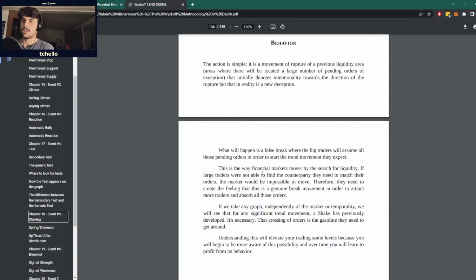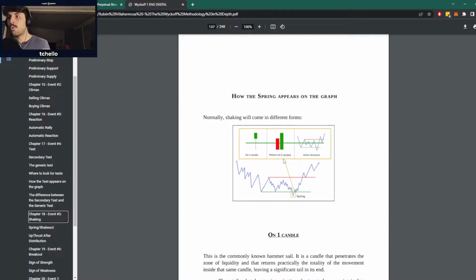Right. So how do these springs or shakeouts appear on the graph? Now, Ruben points out some patterns that you might see, like the hammer or the bullish engulfing candle or whatever. You know, I don't think that is particularly important.